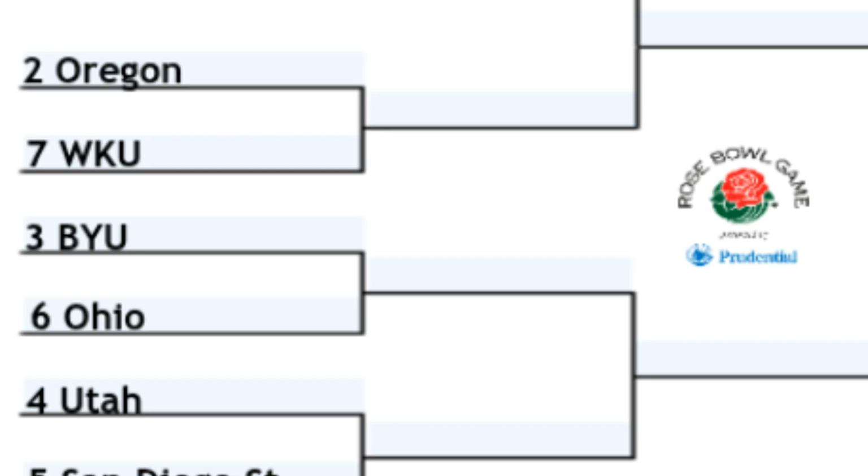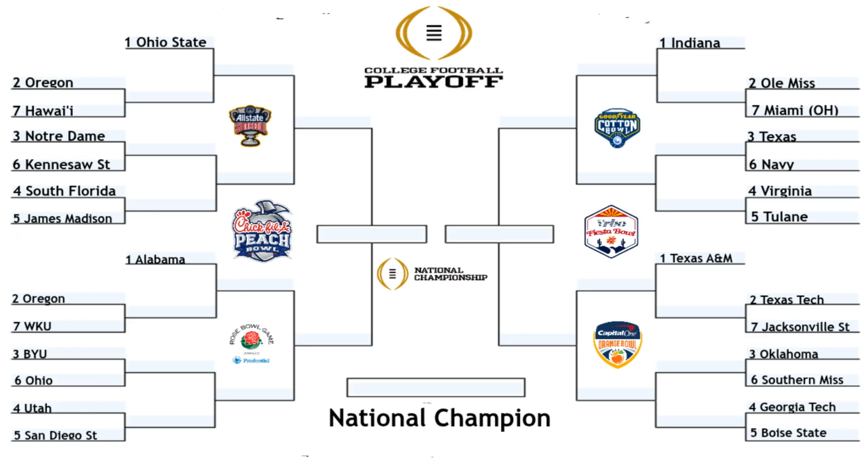And then last but not least, to round off the Rose Bowl bracket, we have the number 4 seed Utah Utes, the last at-large team in, number 13 in the college football playoff ranking from the Big 12. And they would host the number 5 seed San Diego State Aztecs, who would be in the Mountain West championship game as of right now. And there is your full college football playoff projection bracket as of November 12th, 2025.